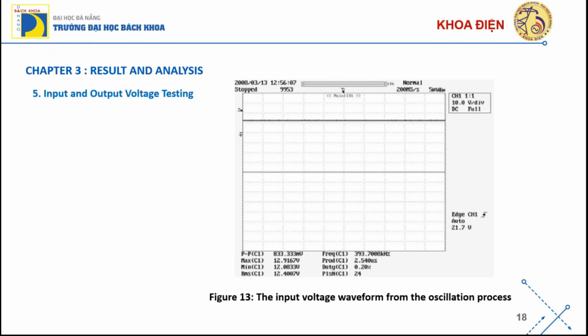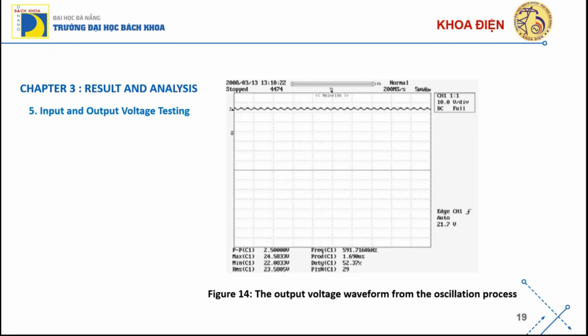In figure 13, we show the input voltage waveform measured from the oscilloscope. It's close to 12.91 volts. So the voltage regulator is working.